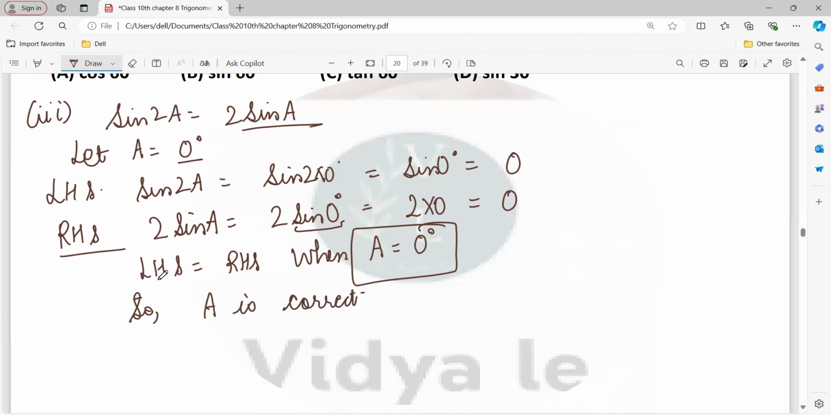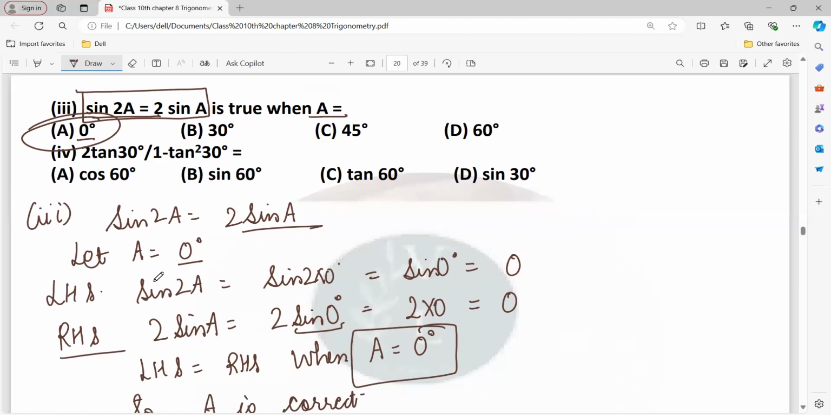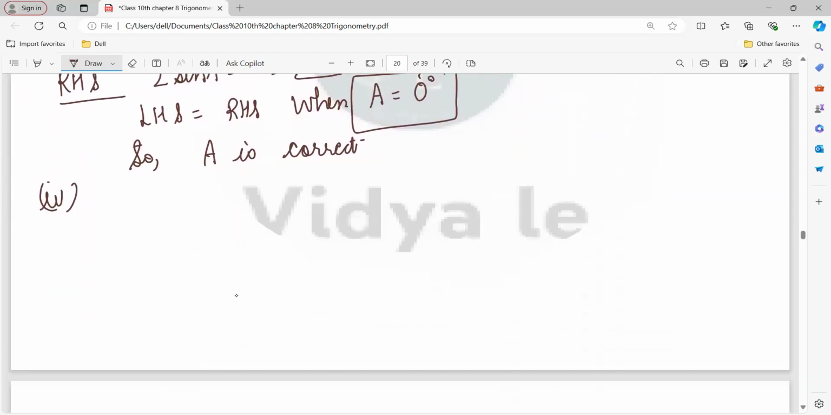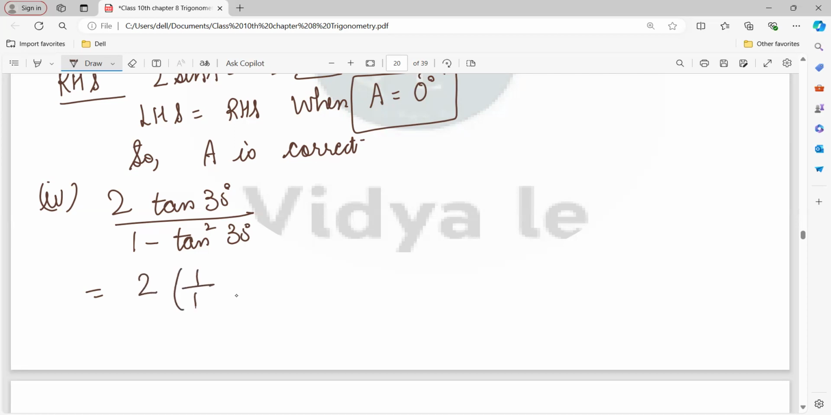Okay. Wonderful. Now, the fourth part we have is 2 tan 30 degrees upon 1 minus tan square 30 degrees. So, we will substitute the values of tan 30 here. Tan 30 is 1 by root 3, divided by 1 minus tan square 30, that is 1 minus (1 upon root 3) square. Okay.